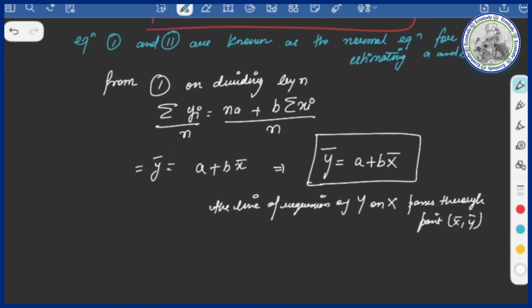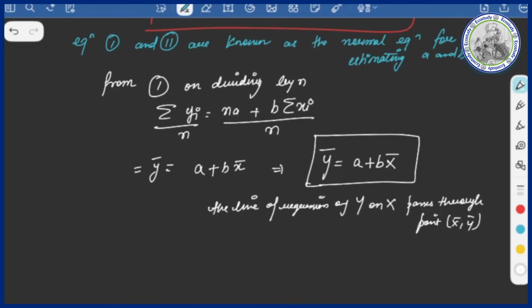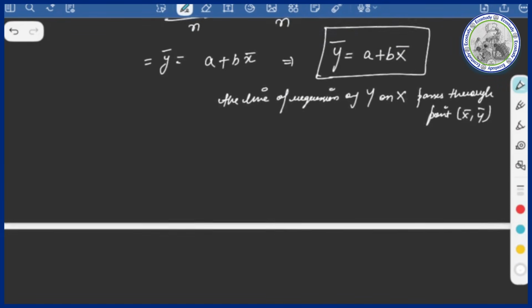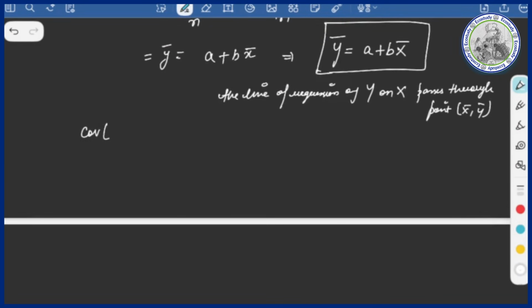Now, I will use the correlation functions here. So what we know: covariance of xy is equal to 1 upon n sigma i equals 1 to n of (xi minus x bar)(yi minus y bar). We will use the correlation term in the regression as well. Okay, now can we write this like that?